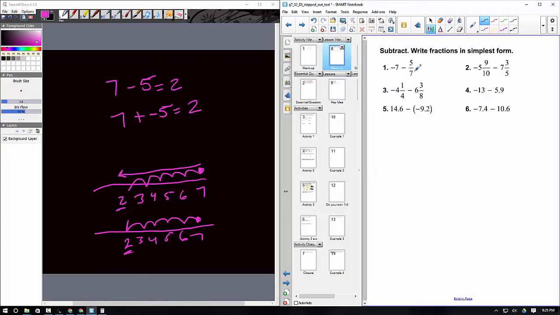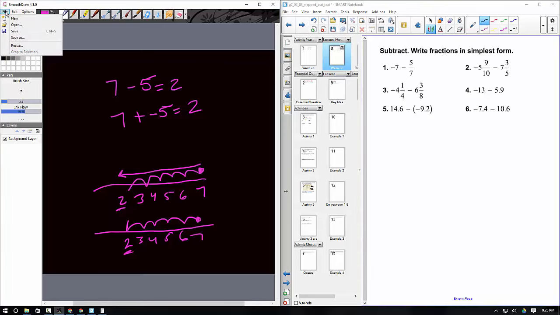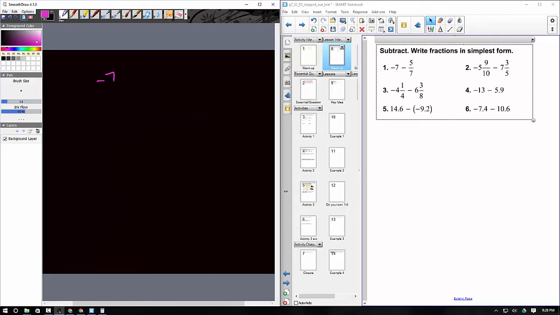Write fractions in simplest forms. So here's something that's really interesting. If you look at this, negative 7, and I have minus 5/7. Well, this is just like integers or whole numbers. I'm going to owe somebody $7. I owe them 5/7 of a dollar all together. I'm going to owe them 7 and 5/7.